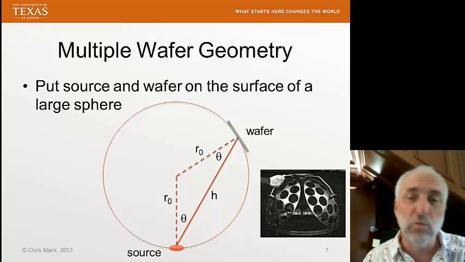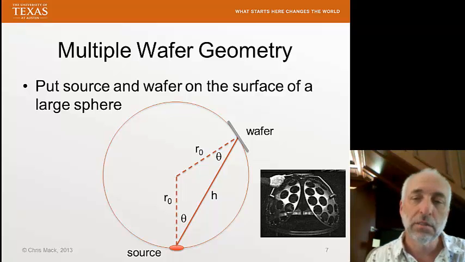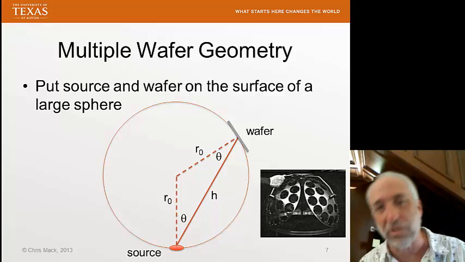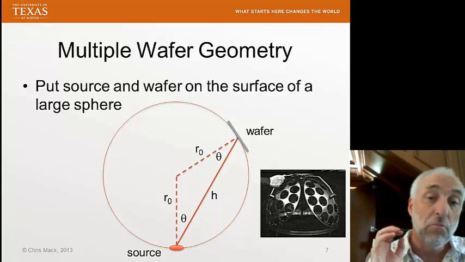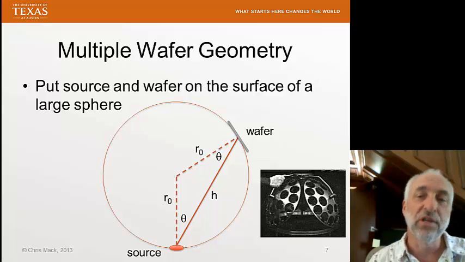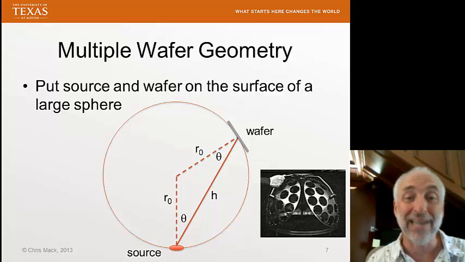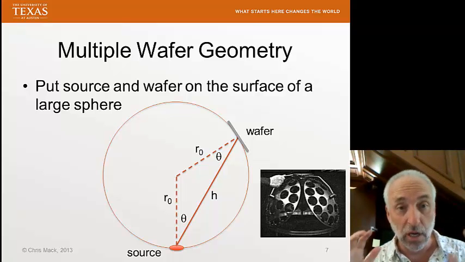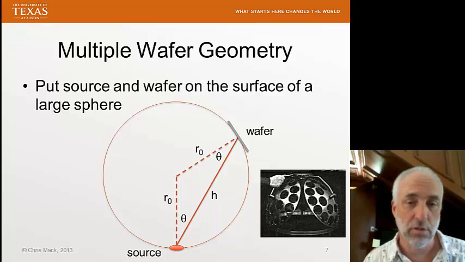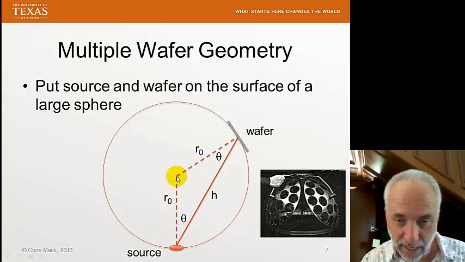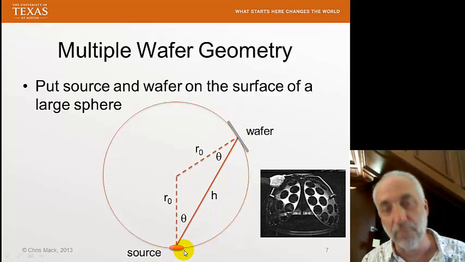Well, the way in which we'll get consistent deposition rates for each of the wafers in the planetarium is by making both the source and the wafer be on the surface of a sphere. All right, so here's the center of the sphere here, and a wafer is on one side, and the source is down here at the bottom.